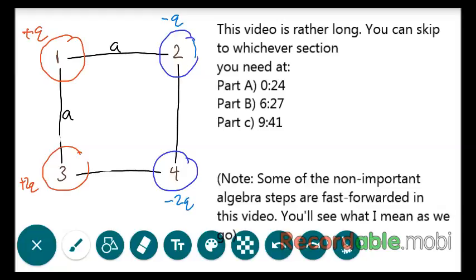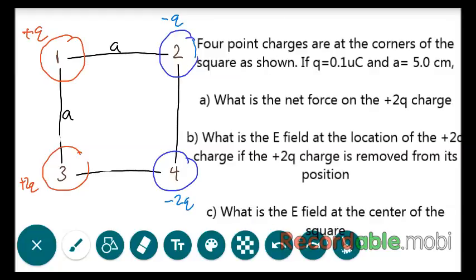So problem 12 states: four point charges are at the corners of a square as shown at the right. If Q is equal to 0.1 microcoulombs and A is equal to 5 centimeters, A, what is the net force on the plus 2 charge? B, what is the E field at the location of the plus 2 charge if the plus 2 charge is removed from its position? And C, what is the E field at the center of the square?